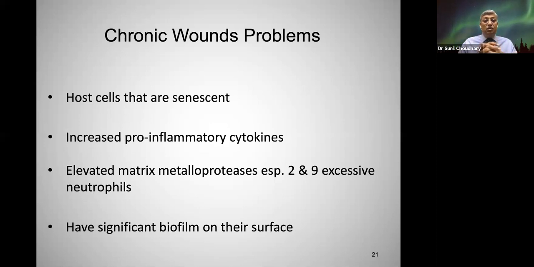The other thing we all know is there are increased pro-inflammatory cytokines, which can be cytotoxic in large quantities, and there are elevated matrix metalloproteases, especially 2 and 9. Now, there are about 50 MMPs, which are responsible for wound healing and other processes. But especially we see that in these chronic wounds, which are not healing well.